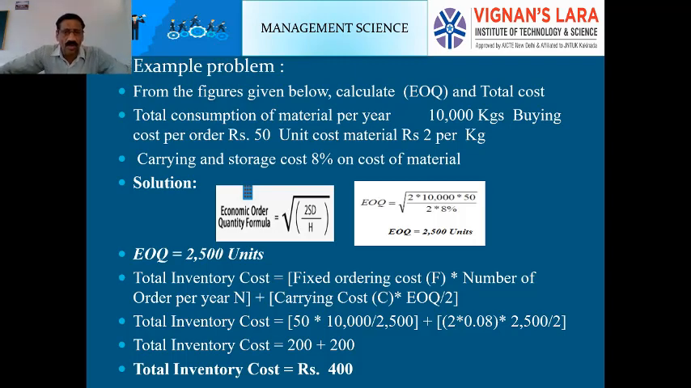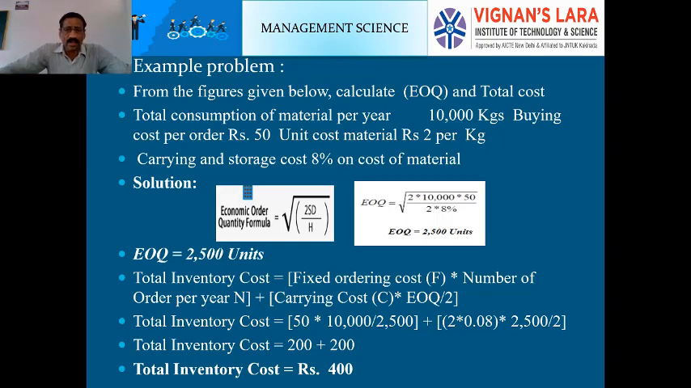Total inventory cost formula is fixed ordering cost into number of orders per year plus carrying cost into EOQ by 2. Total inventory cost equal to 50 into 10,000 by 2,500 plus 2 into 0.08, that means percentage, in rupees 2 into 2,500 by 2. Total inventory cost, first one 200, second one 200. Total inventory cost is equal to 400.